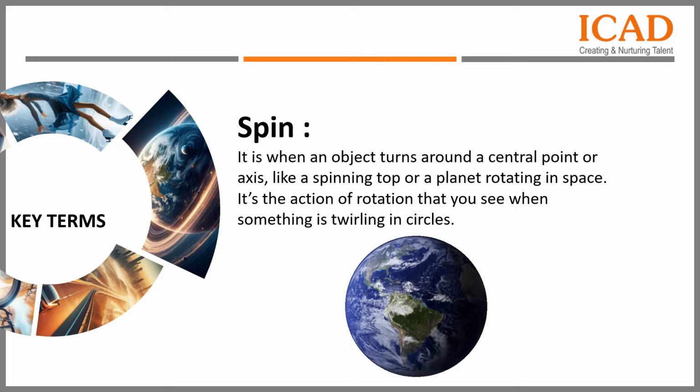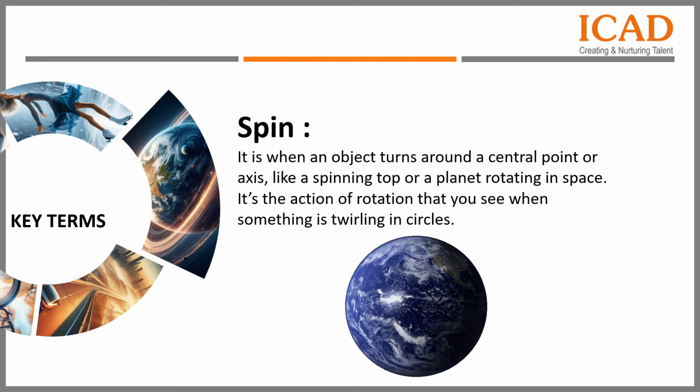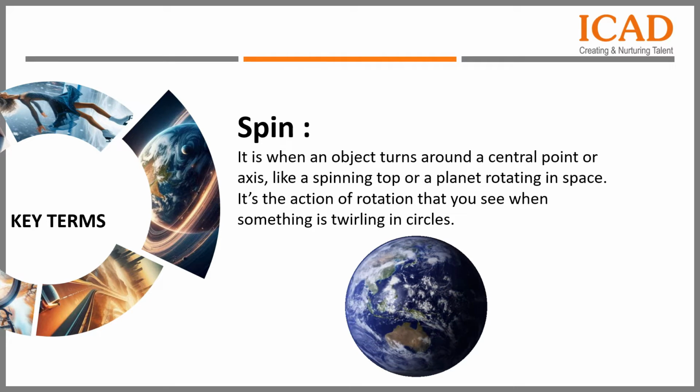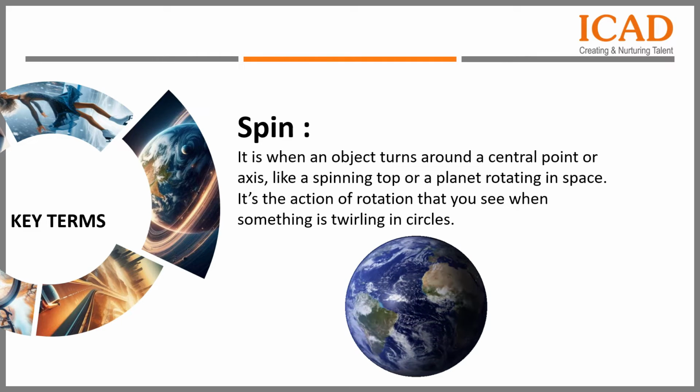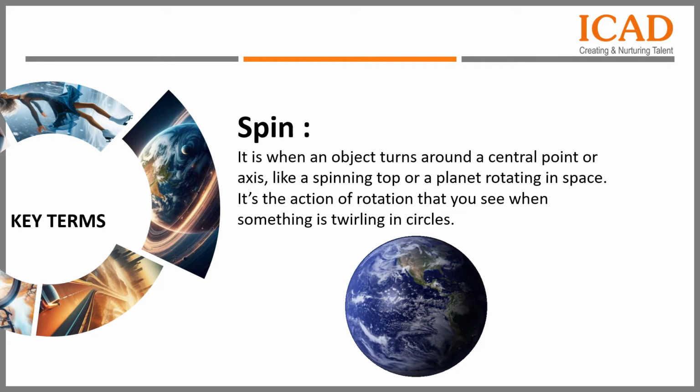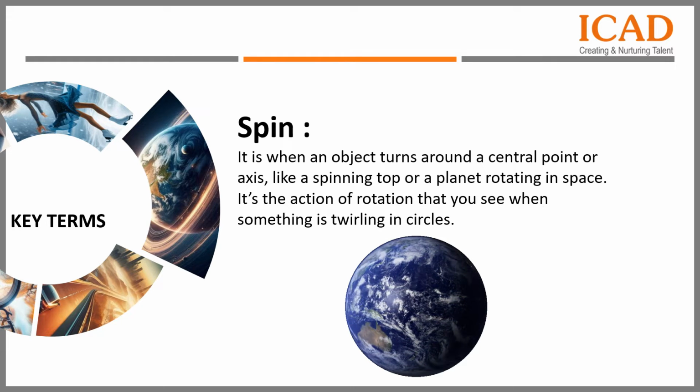Spin is when an object turns around a central point or axis, like a spinning top or a planet rotating in space. It's the action of rotation that you see when something is twirling in circles.